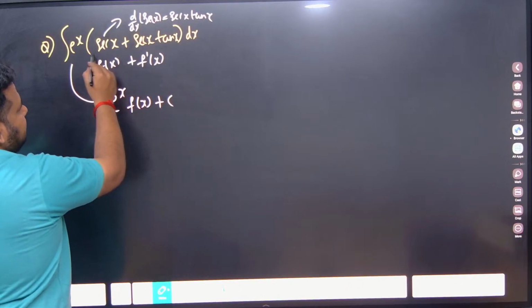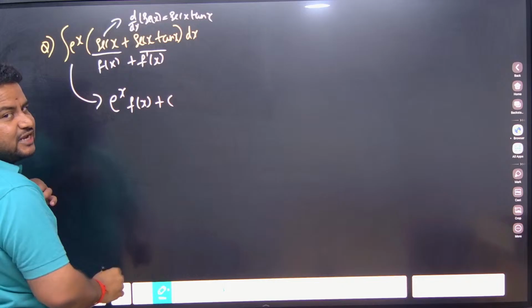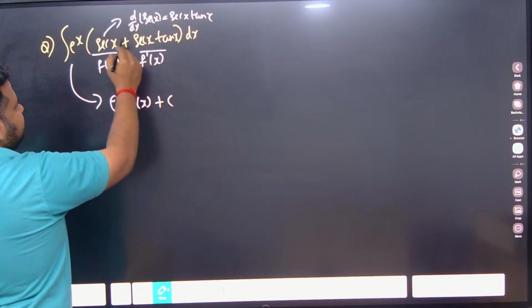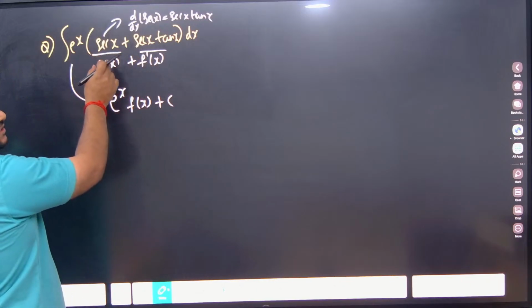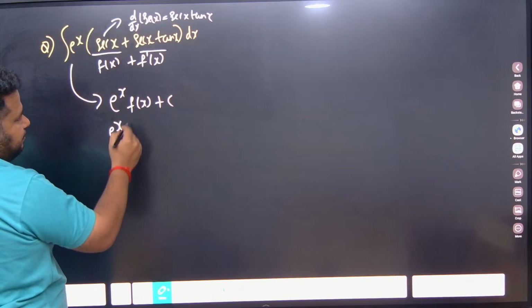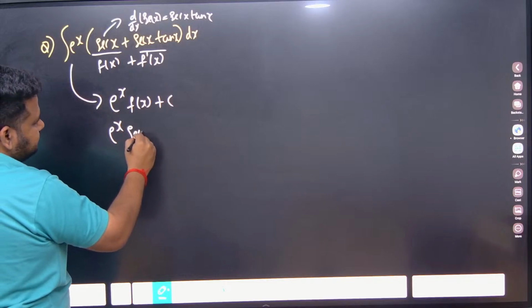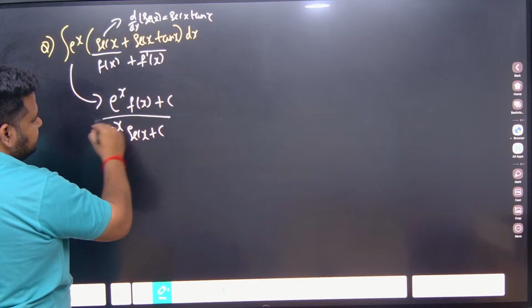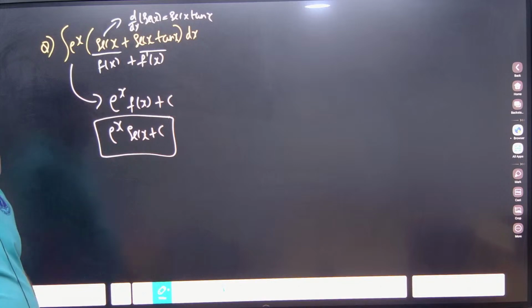Here f of x is what? Secant x. Secant x tan x is coming because of the differentiation of secant x. So that means the function is secant x. So you should write e power x secant x plus c.